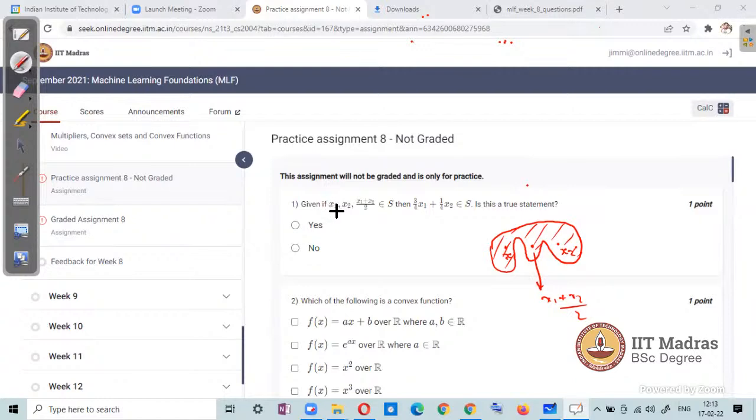If we write the question in such a manner that for all x1, x2, (x1 plus x2)/2 belongs to S, then yes, it is a direct definition of a midpoint convex set, and in that case this will be true. Because the question itself mentions for all (x1 plus x2) by 2. So the question is saying if we take any two points, the midpoint will lie in this set.